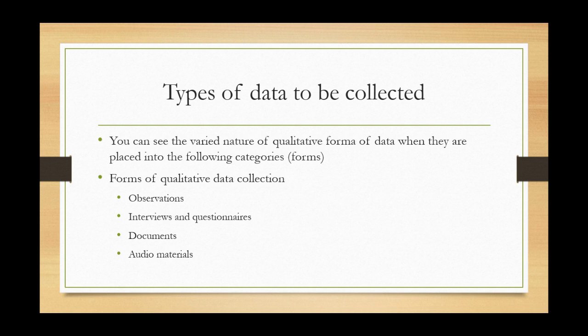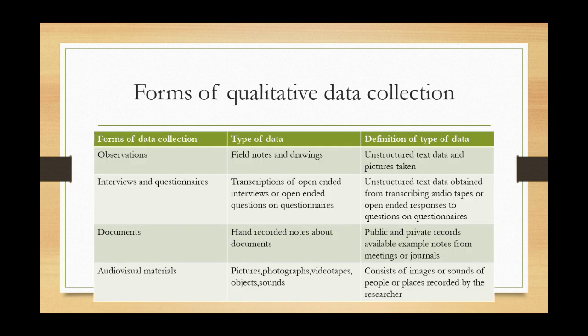What types of data can observation record? You can have field notes and some drawings. Those are the types of data that can be recorded through observation.